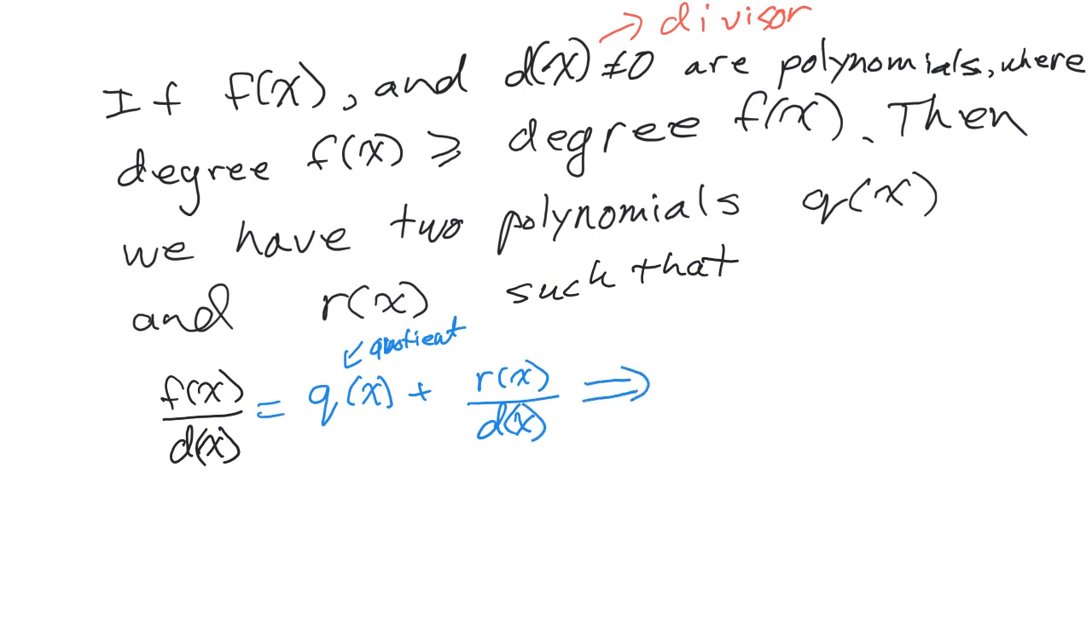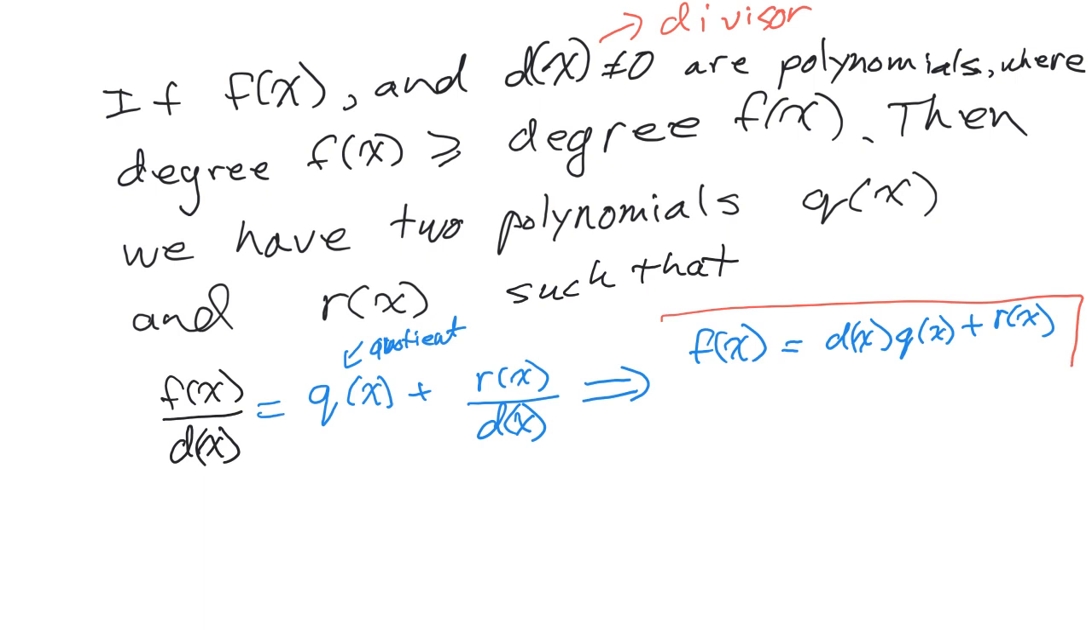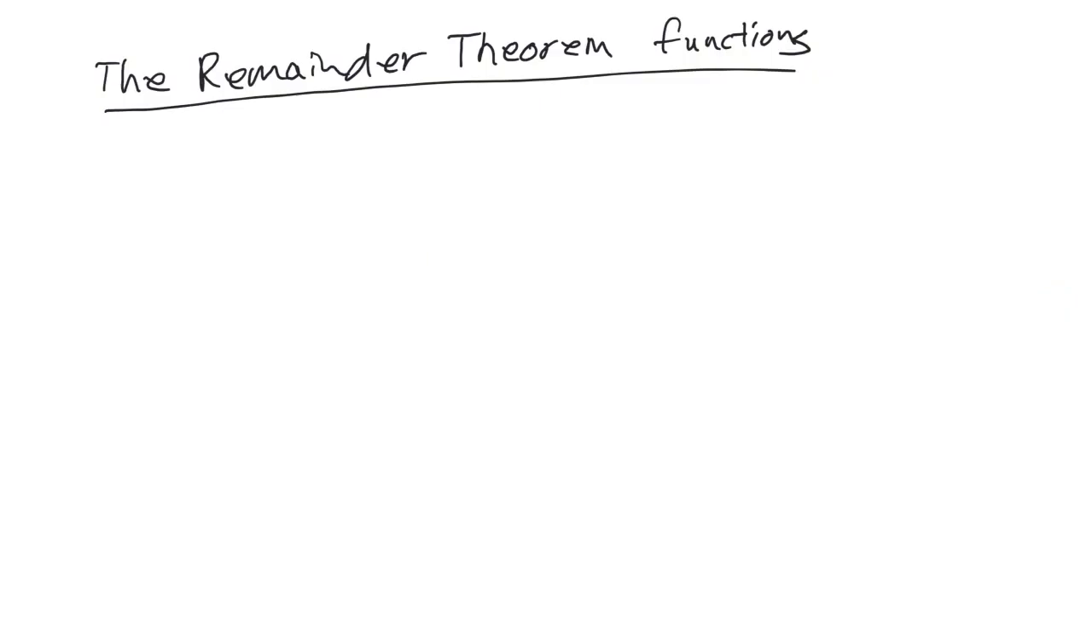Now, this also means that f of x can be calculated by using the following: d of x times q of x plus r of x. So, if I ever wanted to say that something is equivalent to something else after I've done my division, then I say the divisor times the quotient plus the remainder is equal to the original. Okay? So just take a moment and copy that down. So we have a theorem that we need to understand.